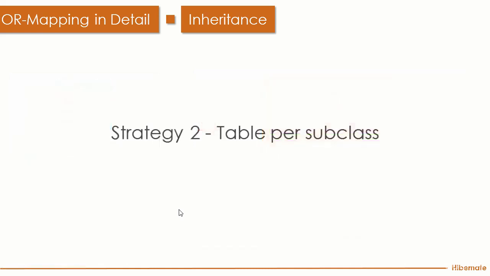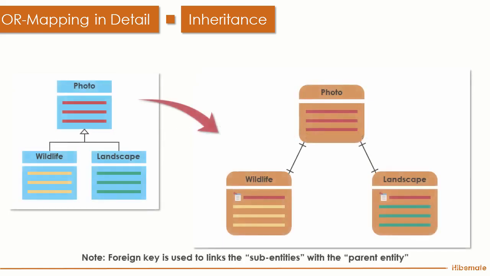The second strategy is to have a table per subclass. Then you will get a very similar structure. You have photo, wildlife, and landscape classes. Then you have photo, wildlife, and landscape tables. This can save a lot of space. You see, we don't have redundant columns.